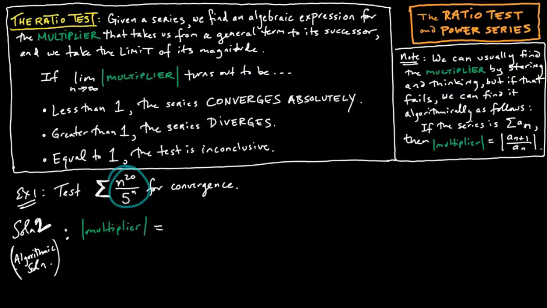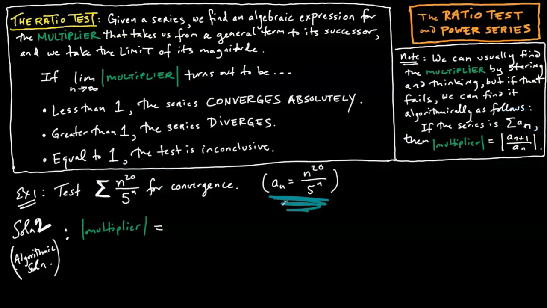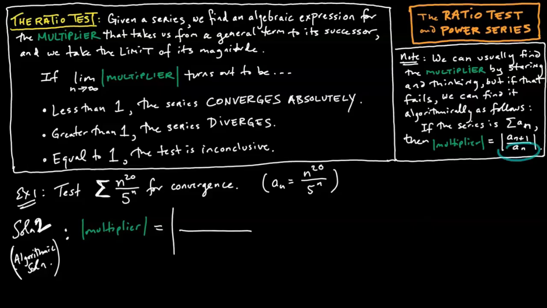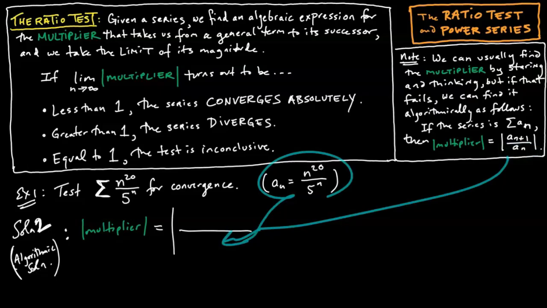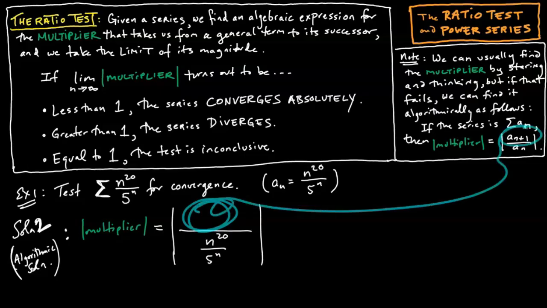But maybe we don't like staring and thinking, so we're just going to say, okay, let me imagine that the series I'm working with is called a sub n. So I'll just remind myself here that a sub n is the general term here, n to the 20th over 5 to the n. What's the multiplier going to be? Well, I've memorized this algorithm. A sub n plus 1 over a sub n, and I want that in absolute value. Then I have to write that down. A sub n goes on the bottom. I know exactly what that is already. That's n to the 20th over 5 to the n. And what goes upstairs, that's a sub n plus 1.